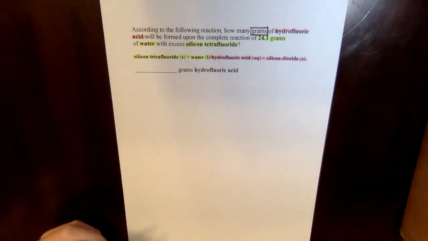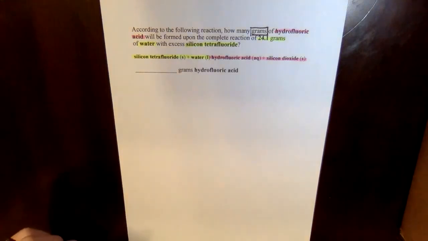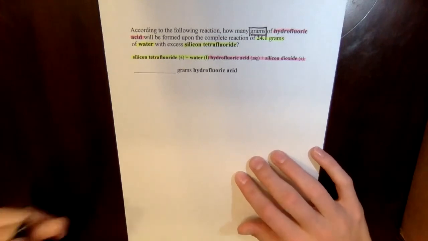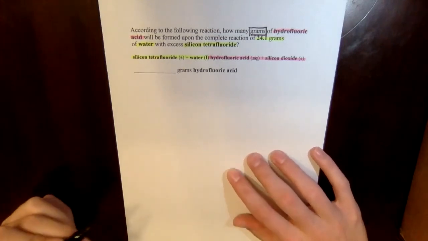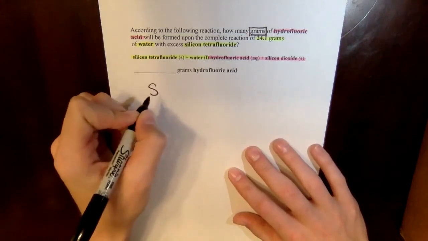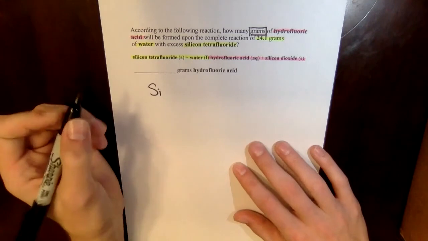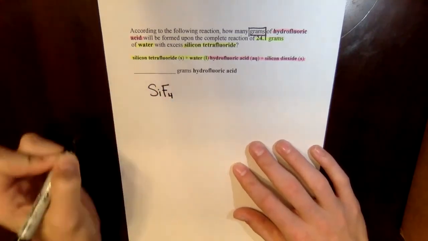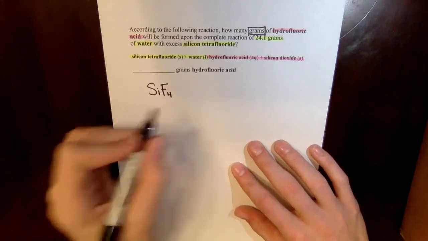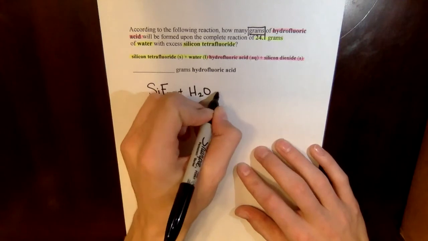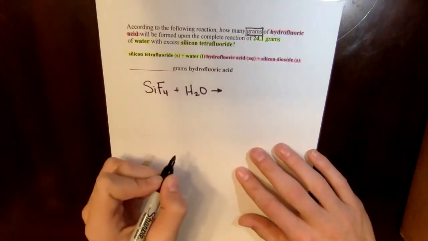So if we're looking at our chemical equation, we have silicon tetrafluoride. Like we did in the last one, we're naming the things in our equations. Silicon has the chemical formula Si. Tetrafluoride tells us that we have 4 fluorines. That is going to be added to water, H2O, which is going to make hydrofluoric acid.